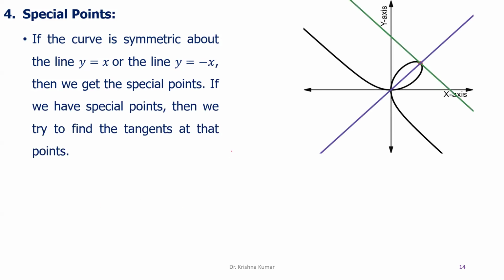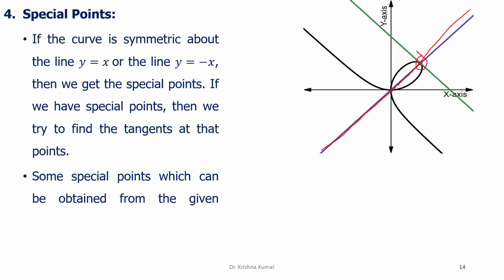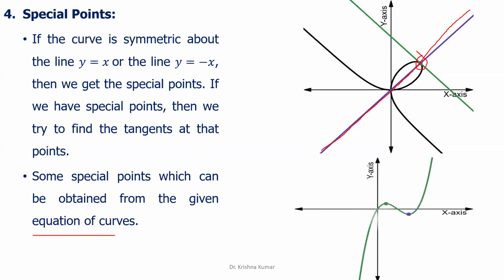Now just look here. This curve is symmetric about the line y equal to x. So we are able to get one point, which will be a special point. Some special points can be obtained from the given equation of the curve. Sometimes we can directly find the special points by solving the equation of the curve. For example, here these 2 points are special points.